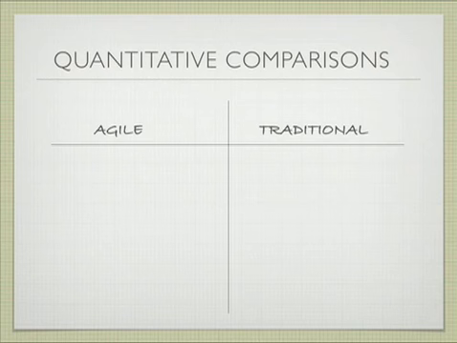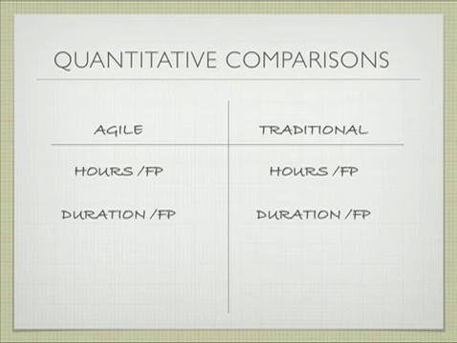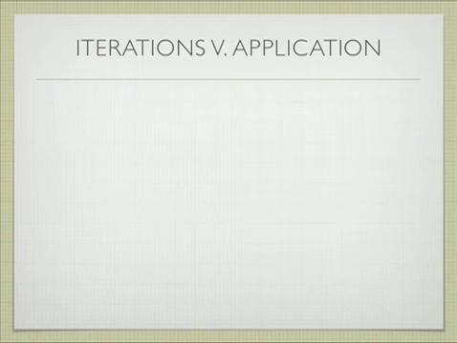This is the money slide, or the whole point. So you can determine which has a better rate: hours per function point for the Agile projects, or hours per function point for traditional projects. Duration per function point. You can compare full-time equivalents per function point.